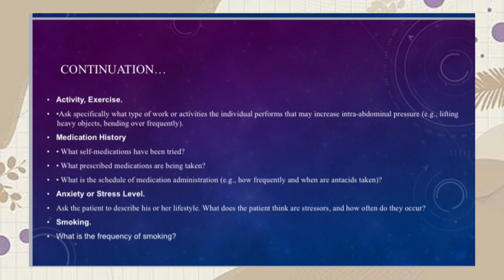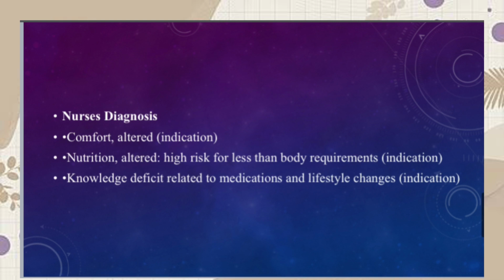Anxiety or stress level. Ask the patient to describe his or her lifestyle. What does the patient think are the stressors and how often do they occur? Chapter 30: Drugs used to treat gastroesophageal reflux and peptic ulcer disease. Smoking. What is the frequency of smoking?